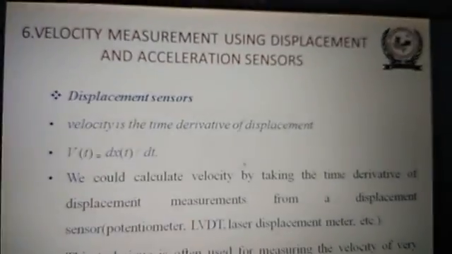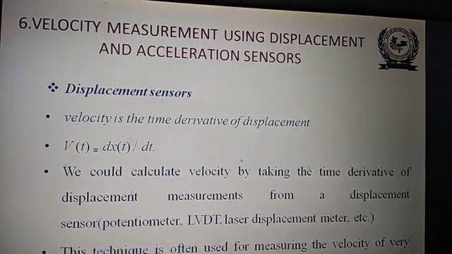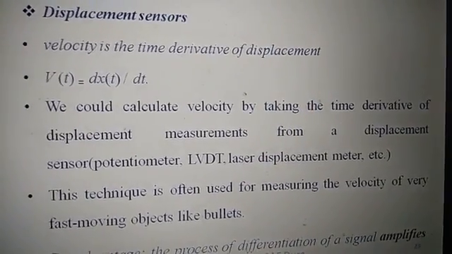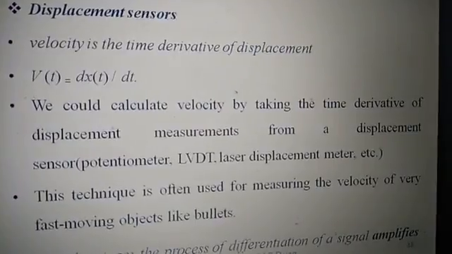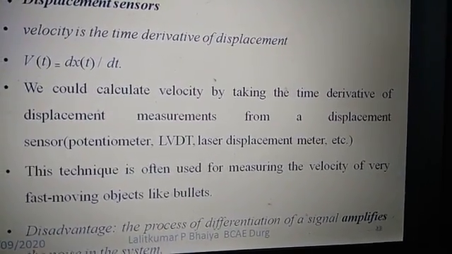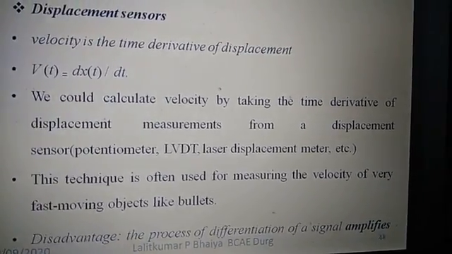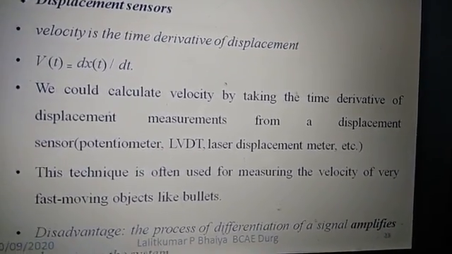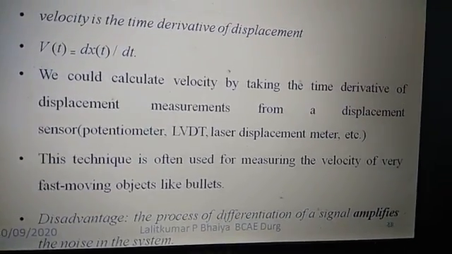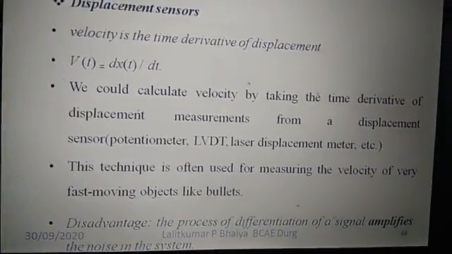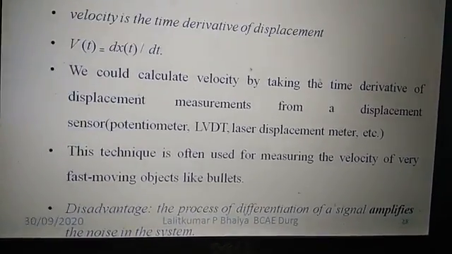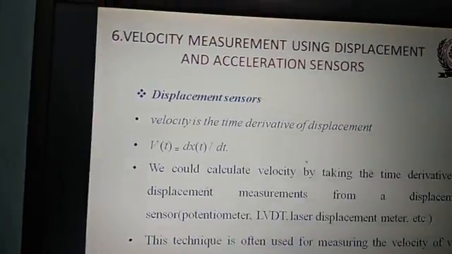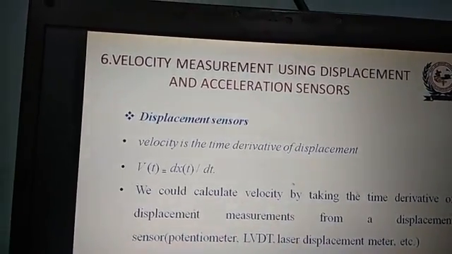Then number 6 is velocity measurement using displacement and acceleration sensors. Displacement sensors: velocity is the time derivative of the displacement, dx by dt. We could calculate velocity by taking the time derivative of displacement measurement from a displacement sensor like potentiometers, LVDT, laser displacement meter, etc. This technique is often used for measuring the velocity of very fast moving objects like bullets. Disadvantage: the process of differentiation of a signal amplifies the noise in the system.